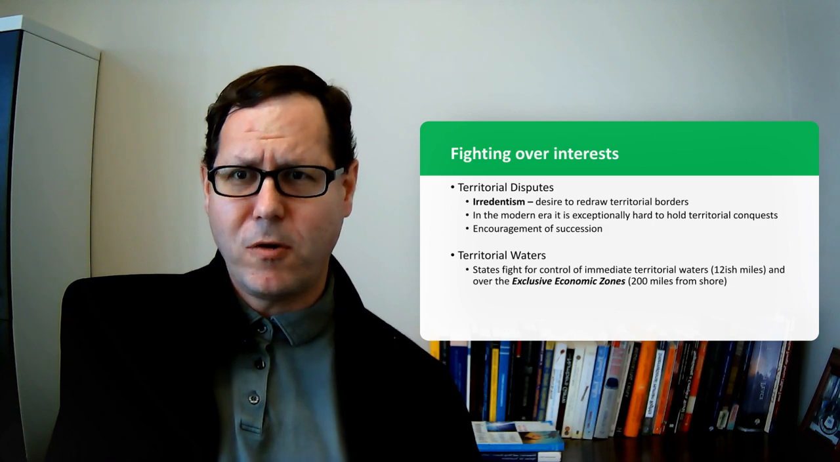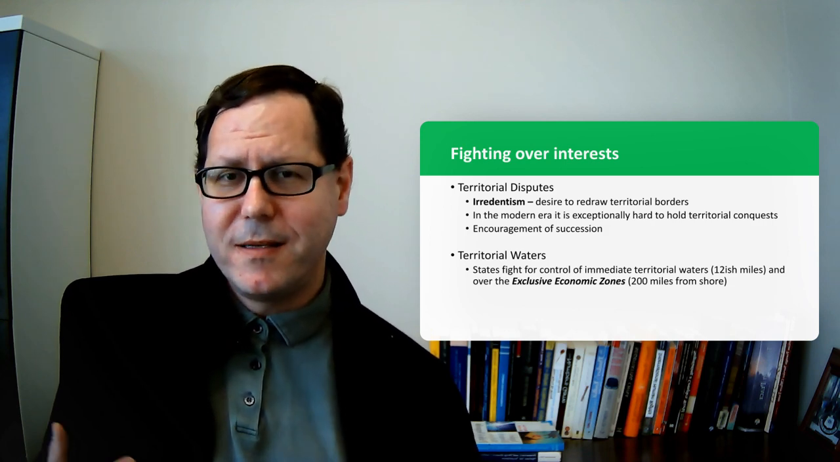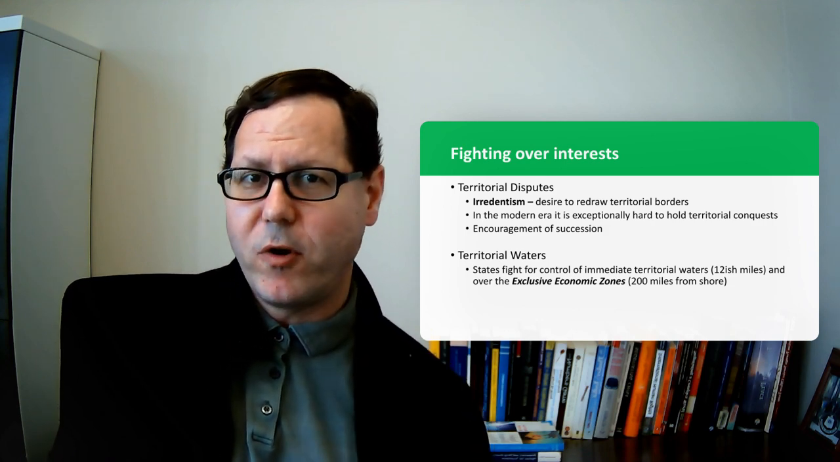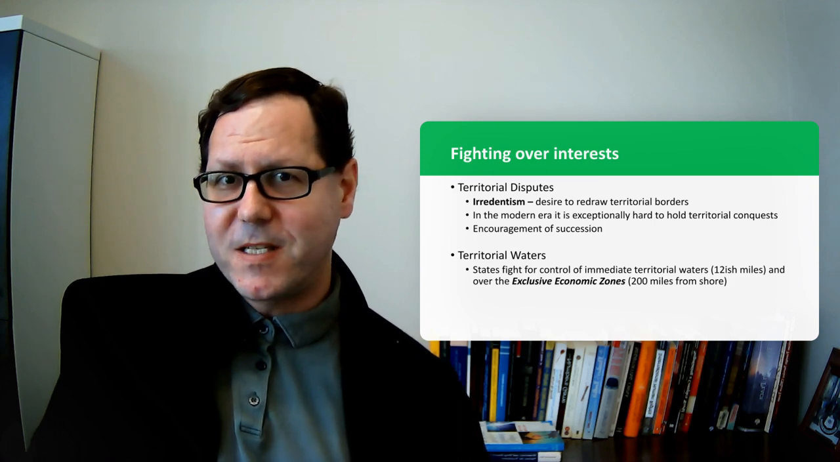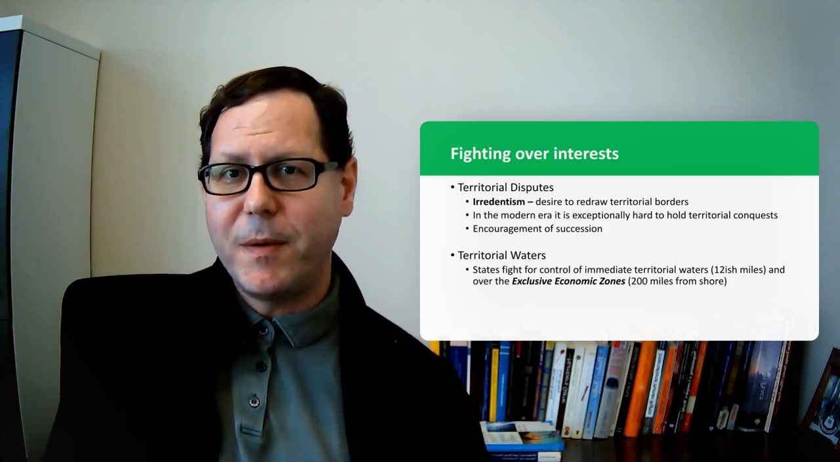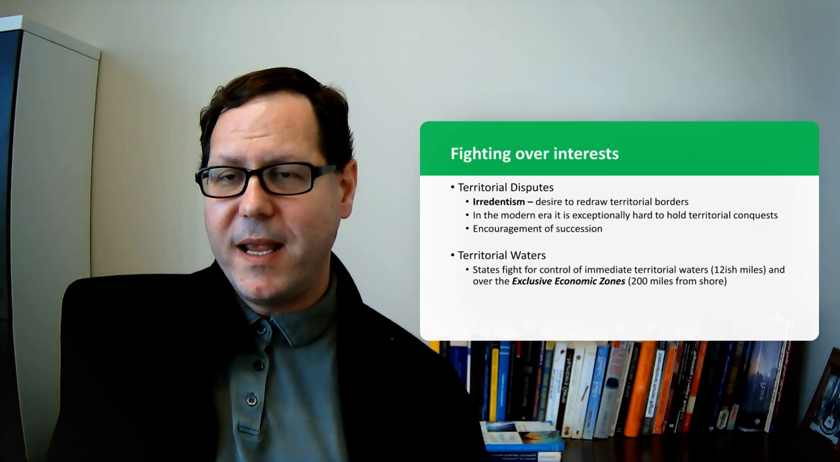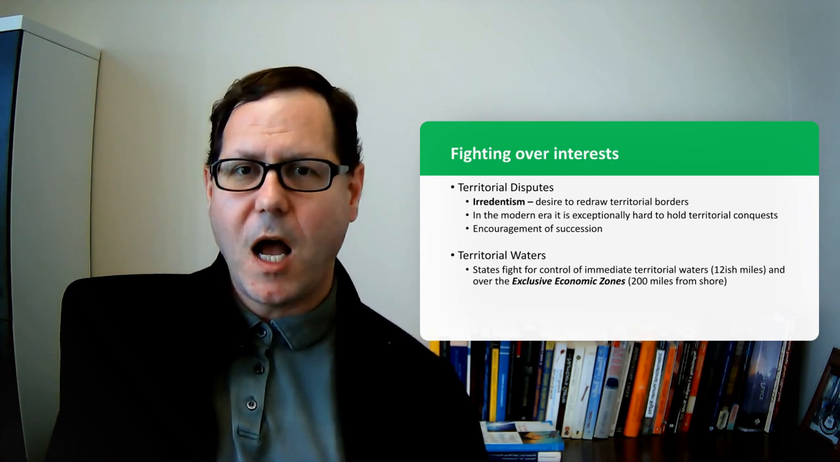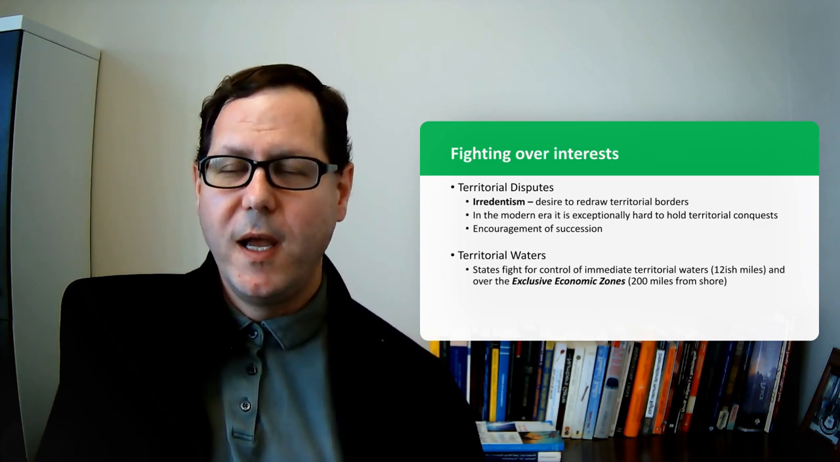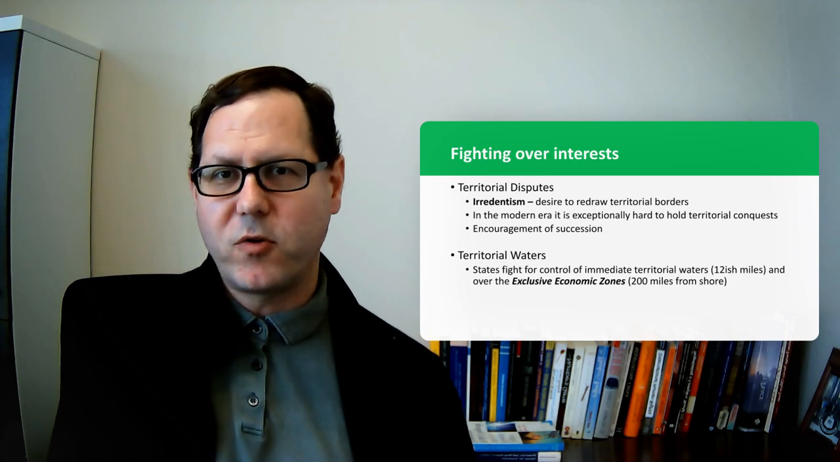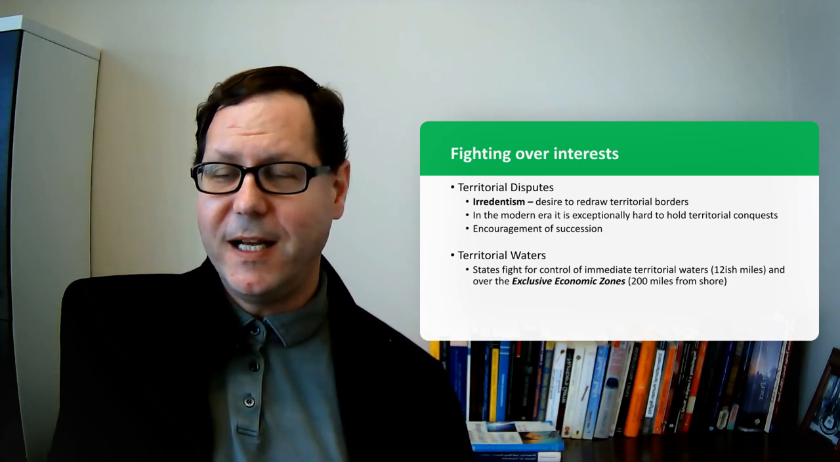So much so that we even have a term for it. Irredentism is a desire to redraw a state's territorial borders. This has historically been very common, but in the modern era, it's been far less common. Certainly since the end of World War II, there have only been a handful of territorial changes by military force.